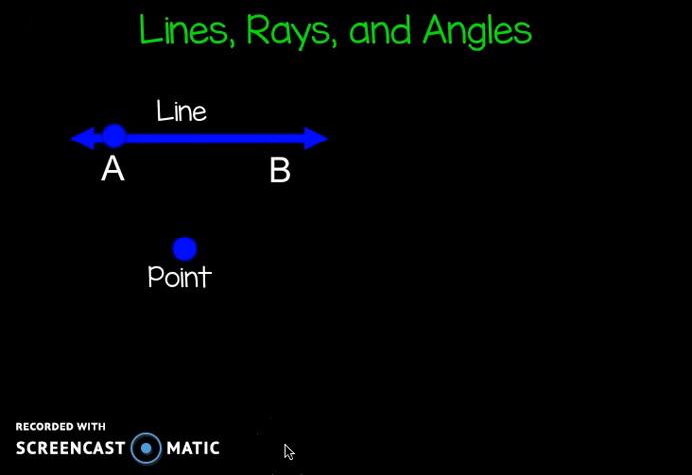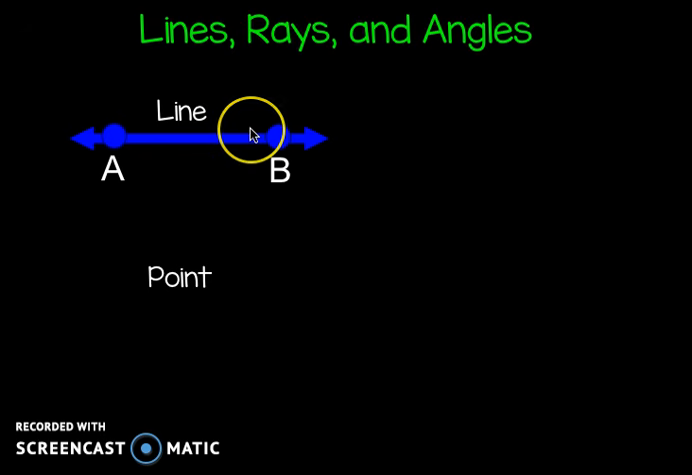In this tutorial, we're going to be learning how to identify lines, rays, and angles, and also how to name them. So let's start with a point. A point is an exact location in space, and you could put your finger up anywhere and say this is a point or this is a point, and that's just an exact place.